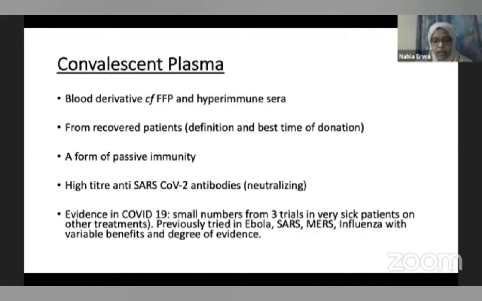The evidence has also been extrapolated from studies of using convalescent plasma and convalescent whole blood in Ebola, for example, and in the previous SARS and MERS coronavirus diseases, and the influenza, with very minimal benefit. And it is quite variable from one disease to the other and from one virus to the other.